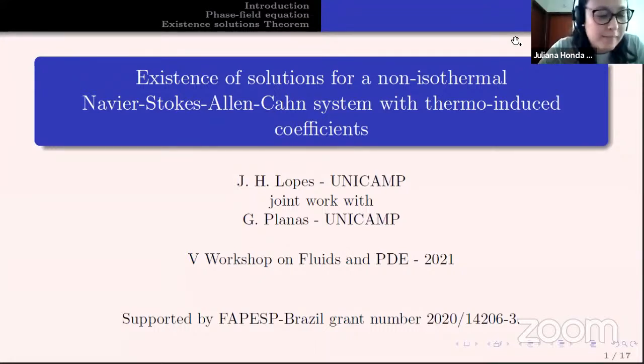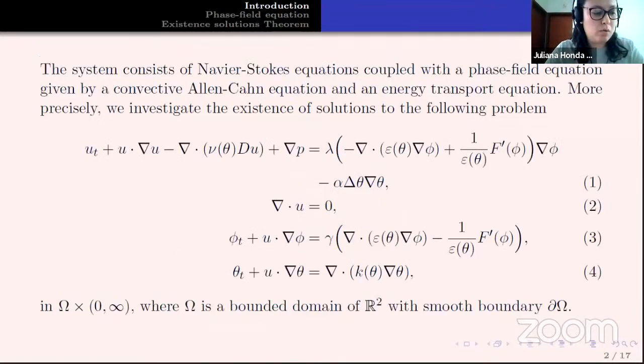Okay. Thank you. So first of all, I want to thank the organizing committee for the opportunity to give this talk today. This is joint work with Professor Gabriela Planas. In this work, we studied the existence of solutions for this non-isothermal Navier-Stokes-Allen-Cahn system with temperature-dependent coefficients.